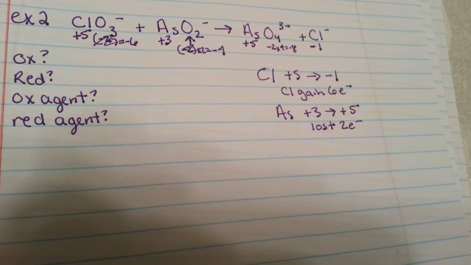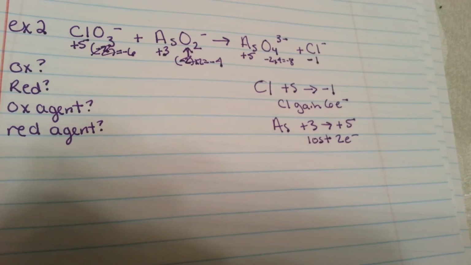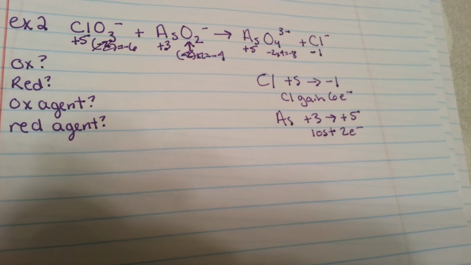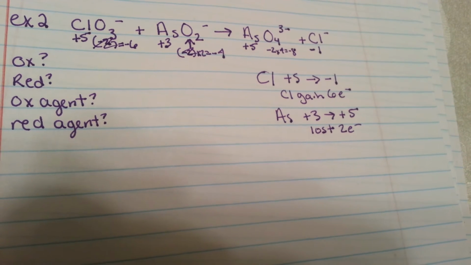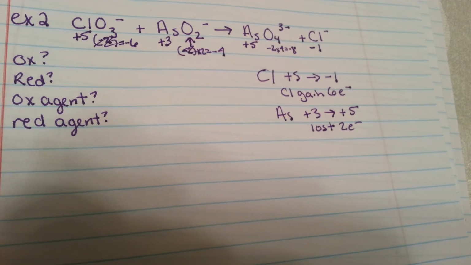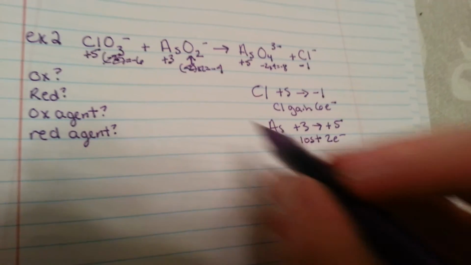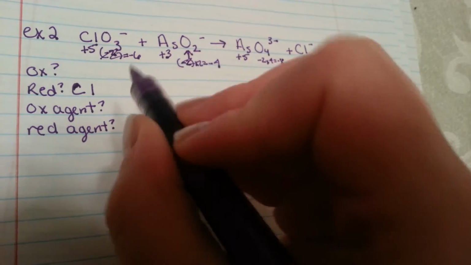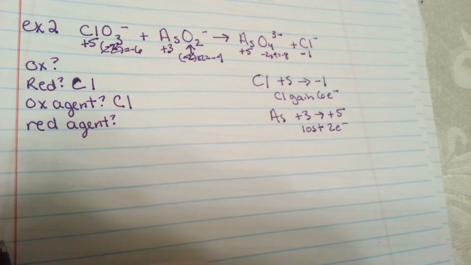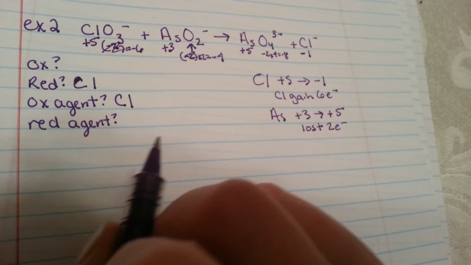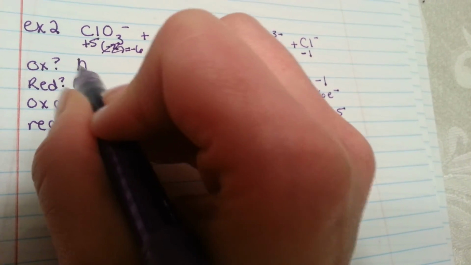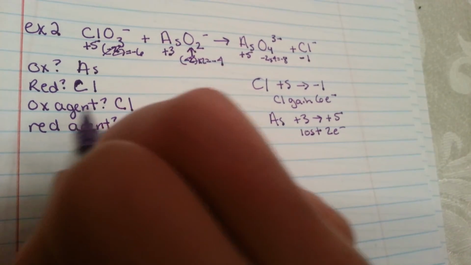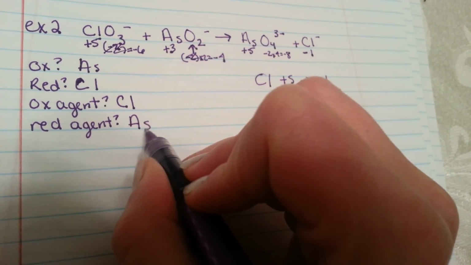But in this section, we're just asked to decide who's being oxidized, who's being reduced, and use their vocabulary. So since chlorine gained electrons, and we know that reduction is gain, thanks to the RIG portion, we know that chlorine was reduced. If chlorine was reduced, that means it was causing the oxidation. Since the As lost electrons and oxidation is loss, the As would have been oxidized, making it the reducing agent.